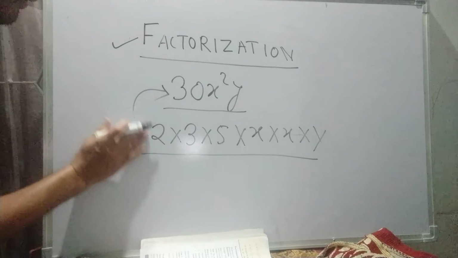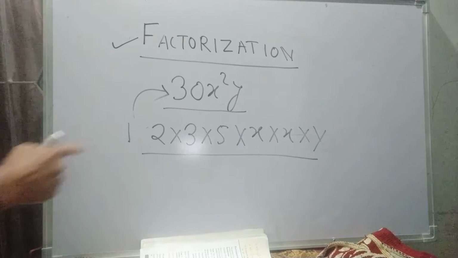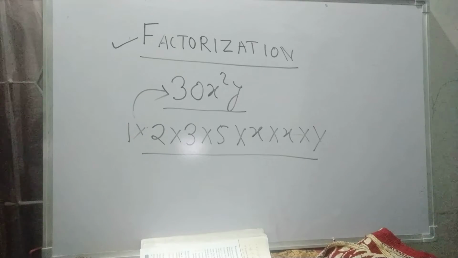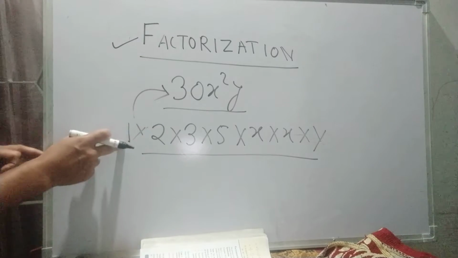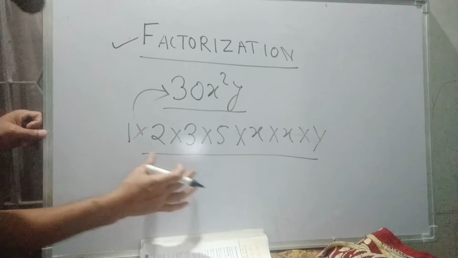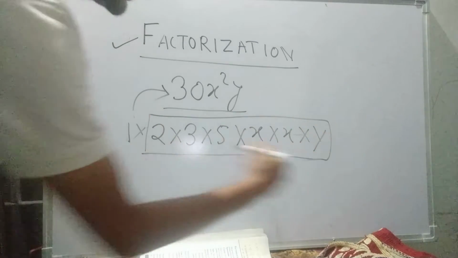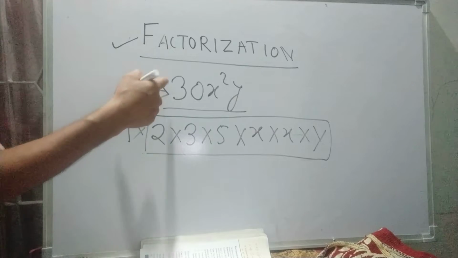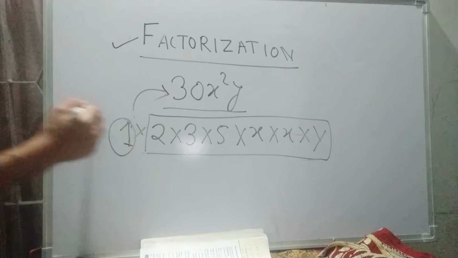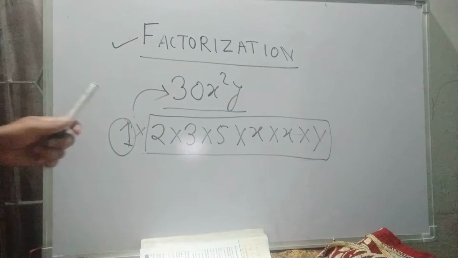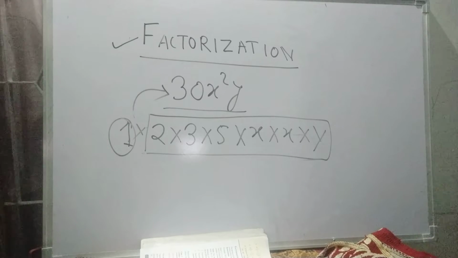Here students, 1 is also a factor of this expression. 1 divides 30x square y into 30x square y, and 30x square y divides 30x square y into 1 times. So the numbers which divide the given algebraic expression are the factors of the expression.